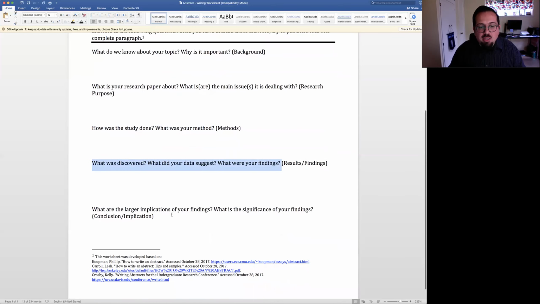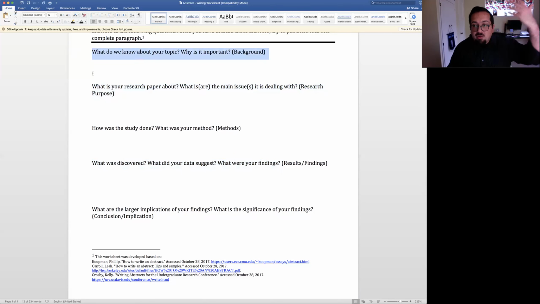And lastly, what are the major implications of your findings? So given that this is the conclusion that you came up with, why is that important? So that last sentence could be the larger implication, how this paper speaks to even more than just the research question, but this larger background, this larger story that you're attempting to get at.